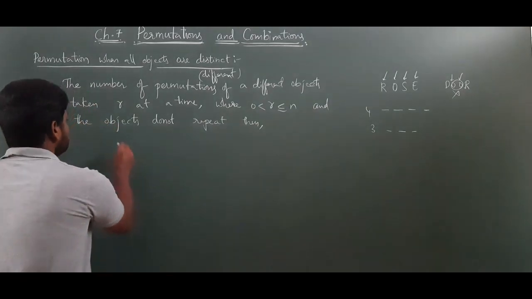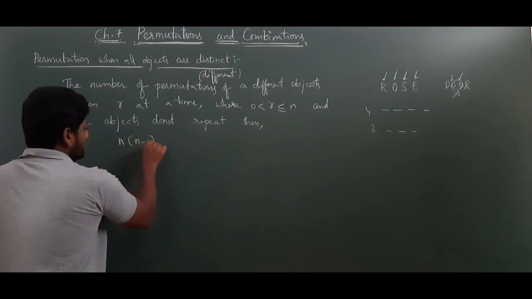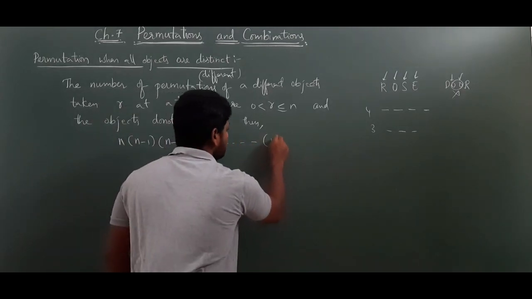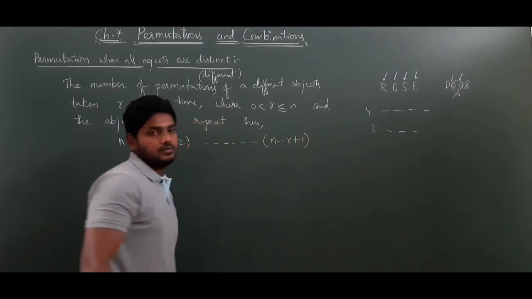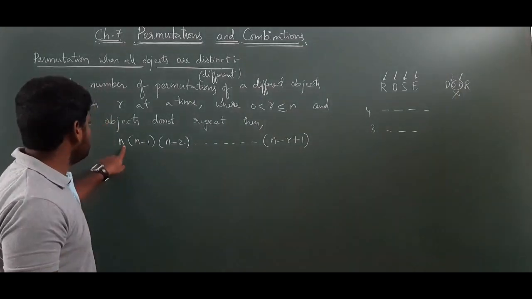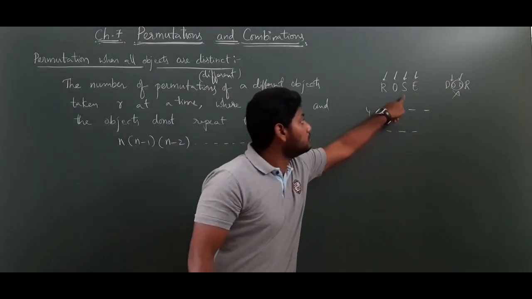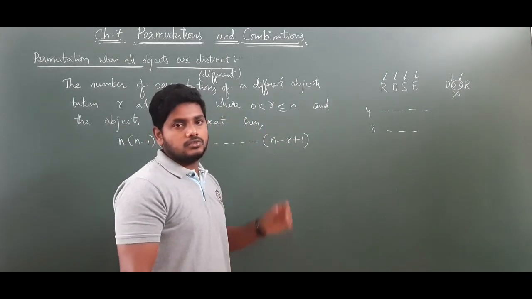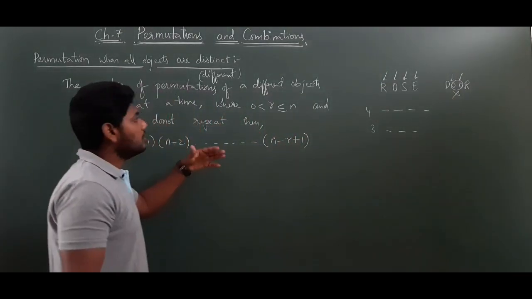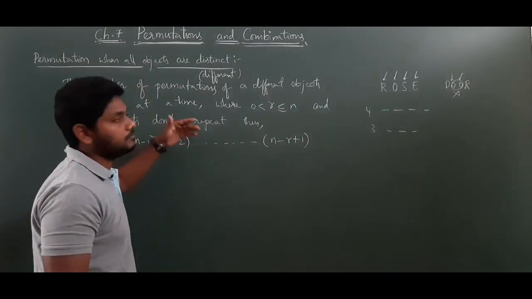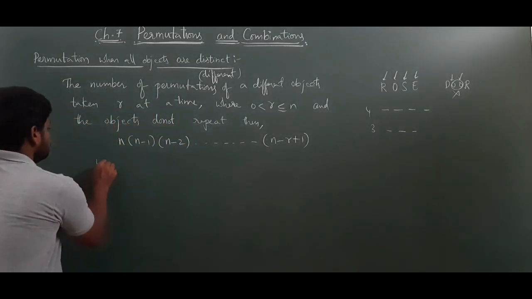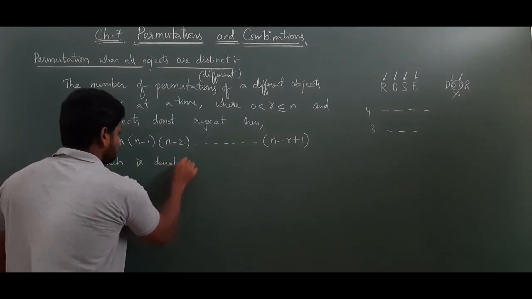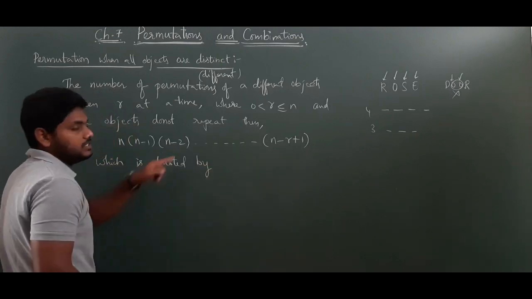Then we have the formula n into n minus 1 into n minus 2, and so on up to n minus r plus 1. For example, here n is 4, the 4 letters. Here r means how many we need to form. So if we know those two values, we can find how many permutations there are, which is denoted by this.